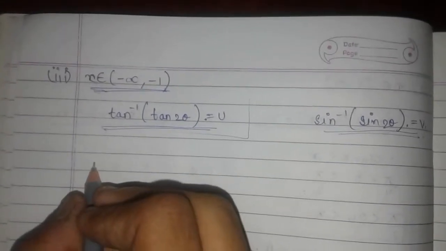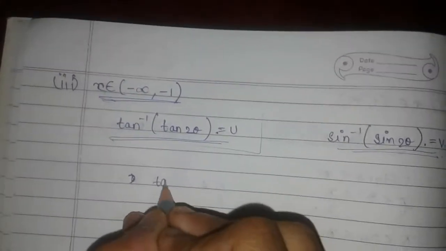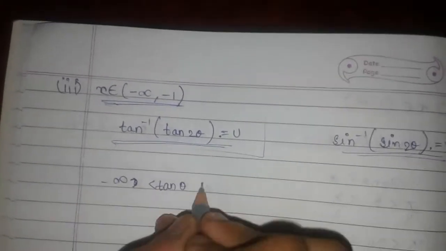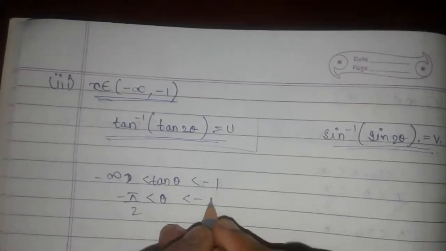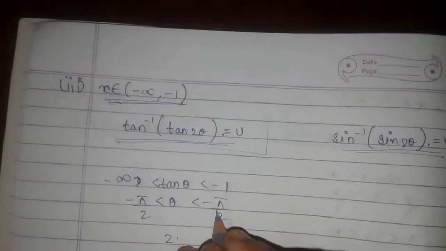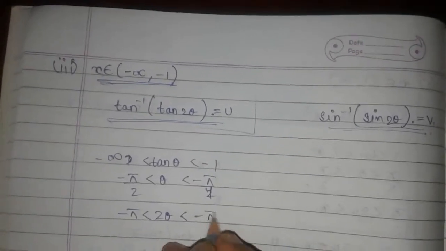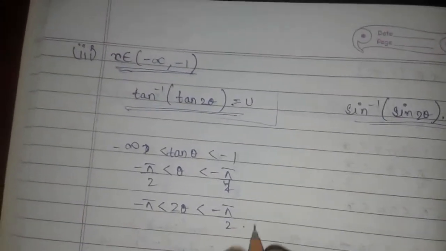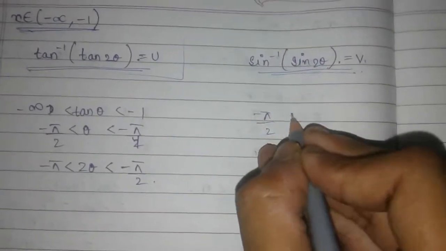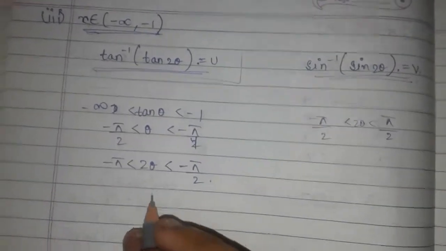Now proceeding with the procedure for finding u. If tan theta varies between minus infinity and minus 1, it implies that theta ranges from minus pi by 2 to minus pi by 4, which implies that 2 theta ranges from minus pi to minus pi by 2. So 2 theta is ranging from minus pi to minus pi by 2, which is not a subset of minus pi by 2 to pi by 2. So we have to convert it.